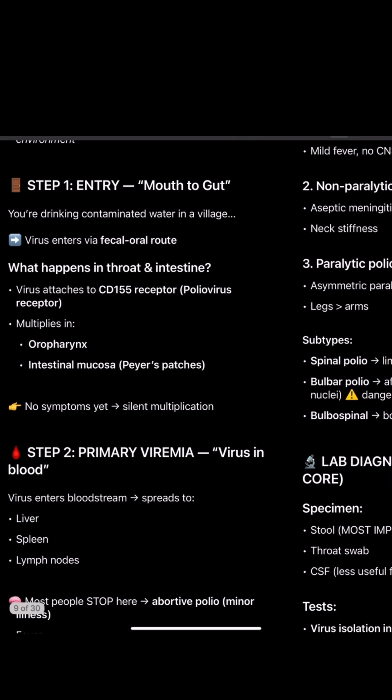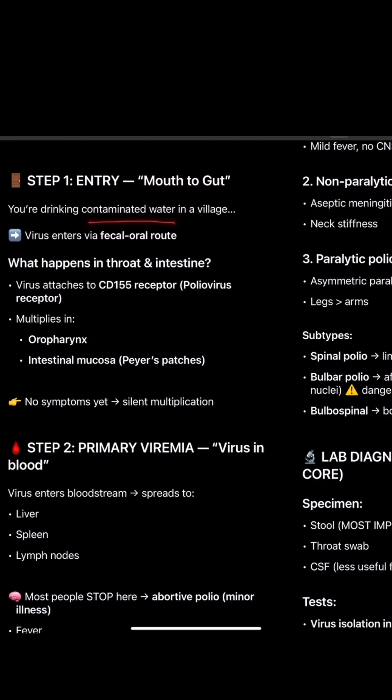So let us see the entry from the mouth to gut. From contaminated water and contaminated food, the virus enters via the fecal-oral route. In the throat and intestine, what happens? The virus attaches to the CD155 receptor and multiplies in the oropharynx and the intestinal mucosa, the Peyer's patches. So that is why it is causing sore throat. It is multiplying in the oropharynx.